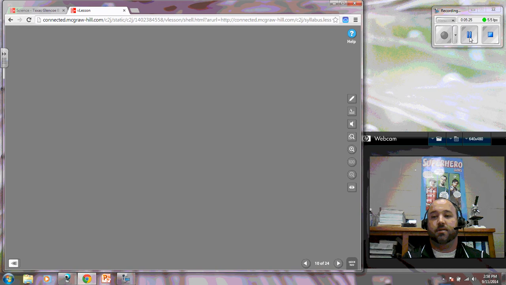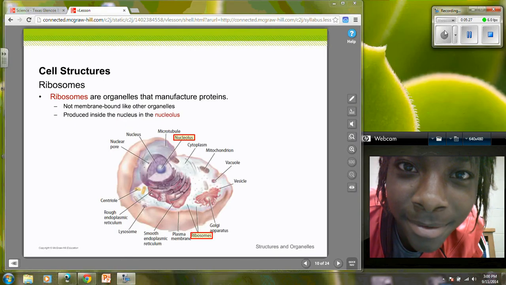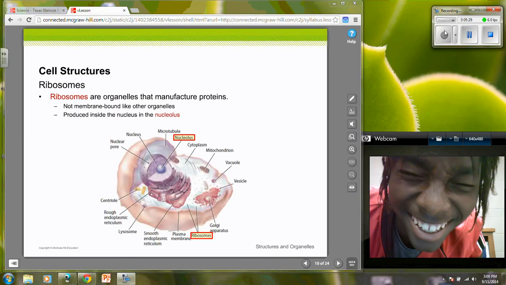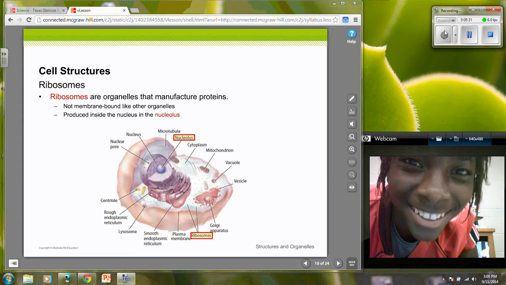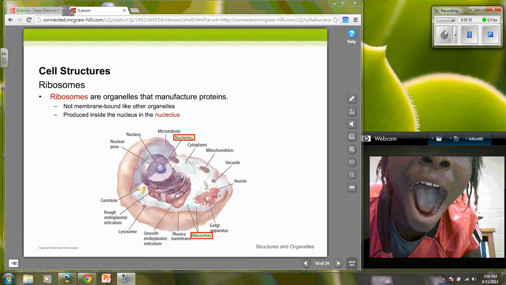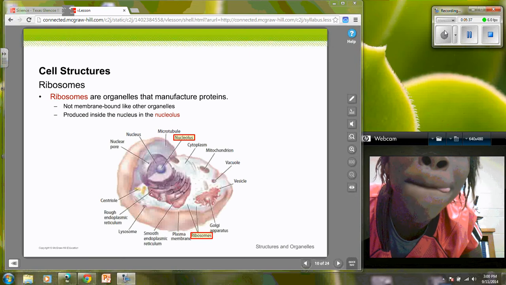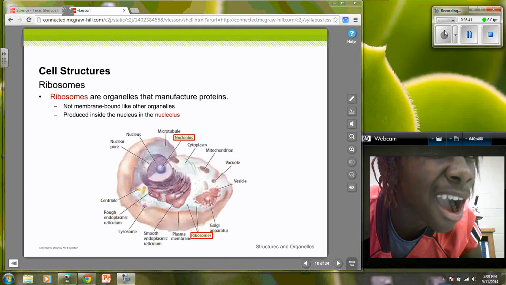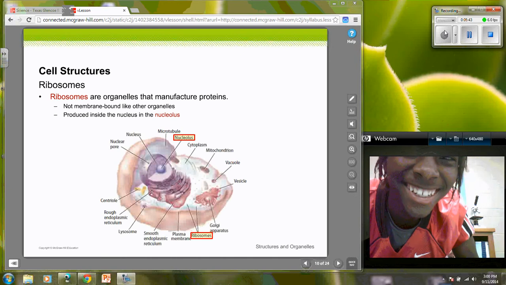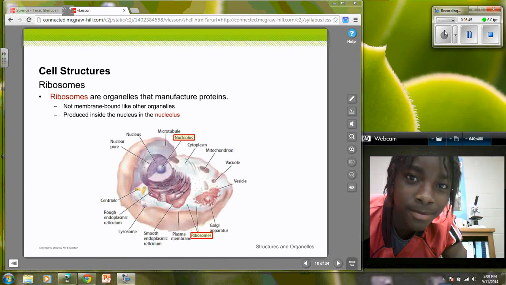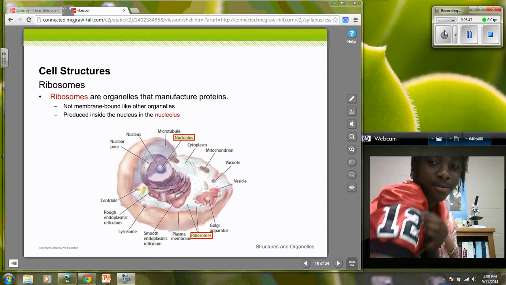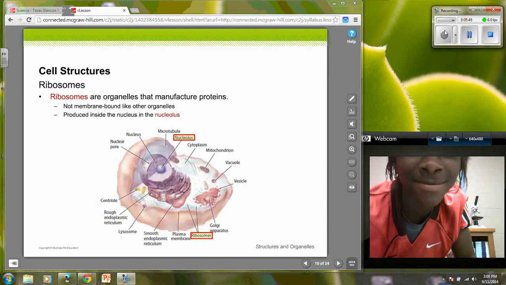Oh, it's backwards. No, ribosomes are organelles that manufacture proteins, not membrane-bound organelles like everything else. These are actually just big proteins inside the cell, not necessarily huge, but they're a protein, and they do multiple different things. And you can find them inside the nucleus, or they're produced inside the nucleus. They help me produce other things in that nucleolus.